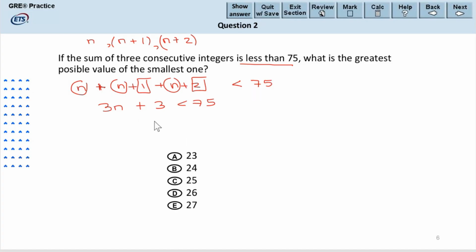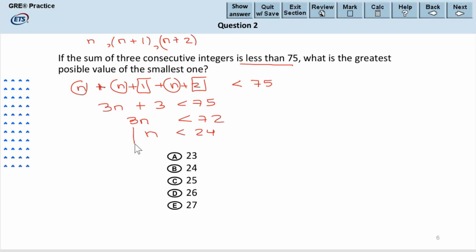How do you simplify an inequality? Well, here you could use the same rules as in equations, right? You can subtract 3 on both sides so that you get 72. And then you can divide everything by 3 in order to get a range of values for n alone. So divide by 3 on both sides, I will get n is less than 24.